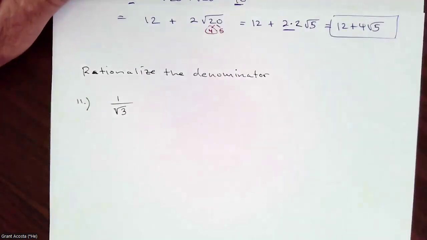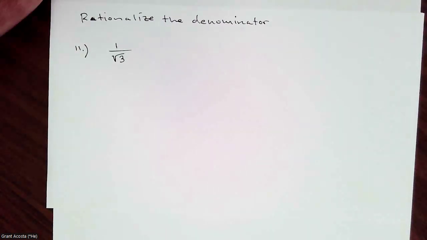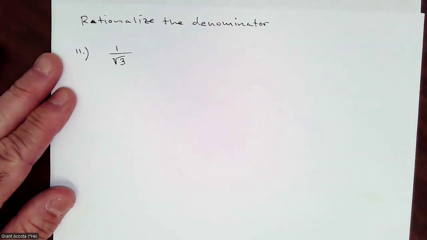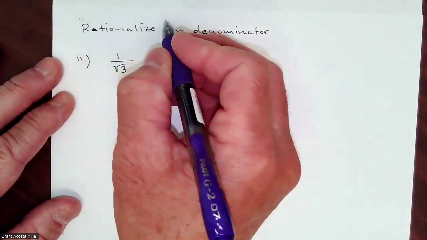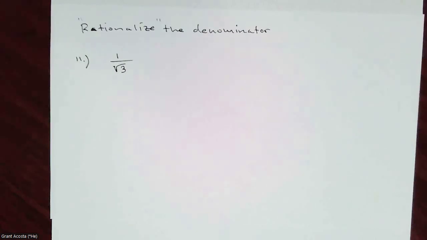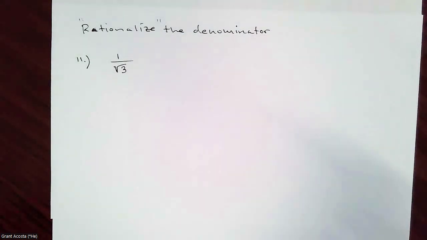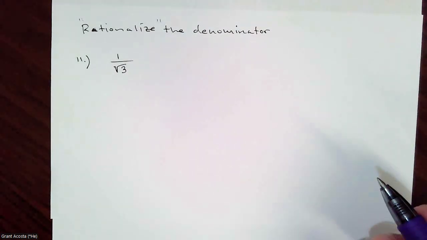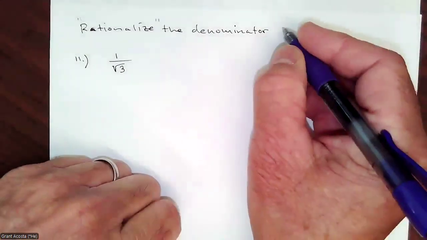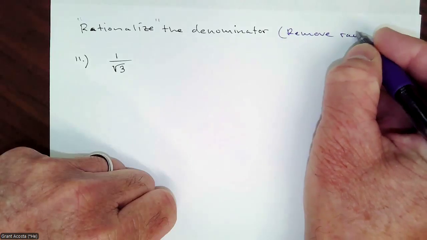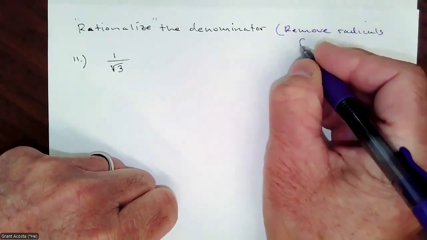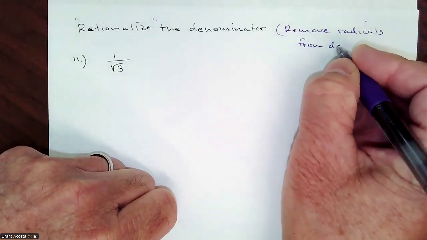All right, one final thing with square roots. There's another thing that you get asked to do with square roots, and it's called rationalizing the denominator. That's a weird phrase. What does that mean? Essentially, what it means is we need to remove the square root from the denominator. Remove radicals from the denominator.